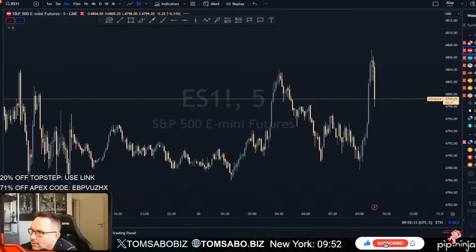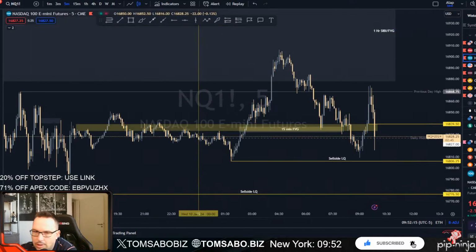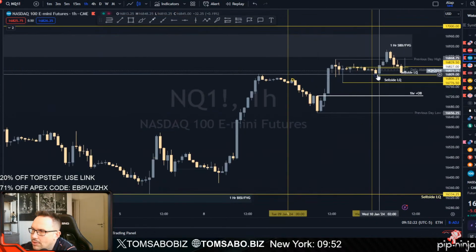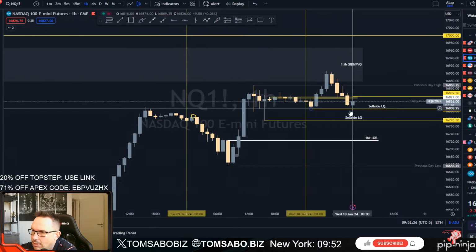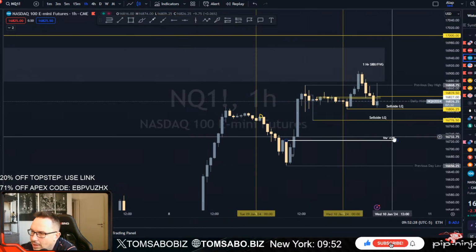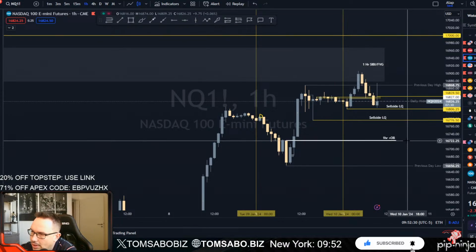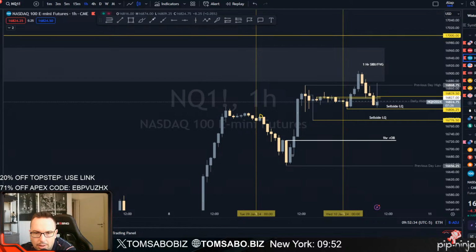ES is fighting up there. It also dumped a little bit, but I like these levels. I would like to see a distribution to the downside to take out sell side here and then go a little bit lower. I would like to see it go all the way down to 722. We broke into bullish market structure on lower time frames, so it will retrace into the gap.